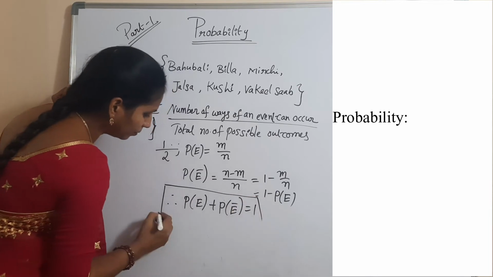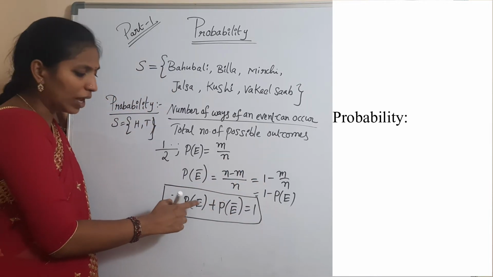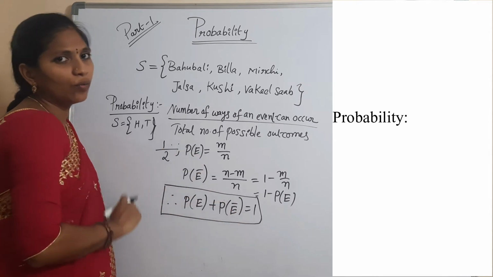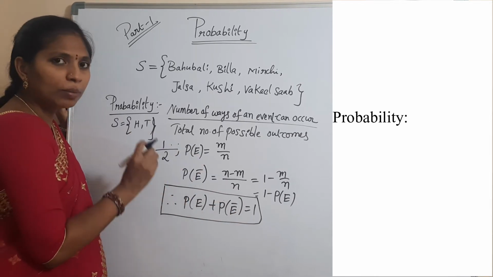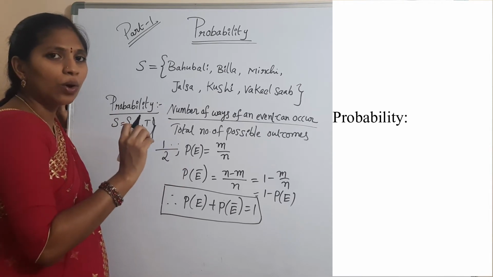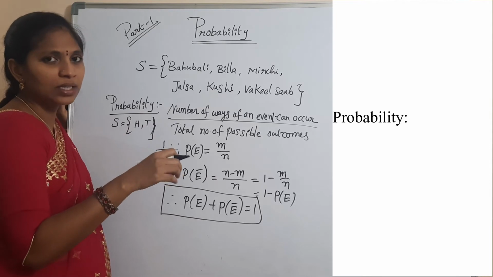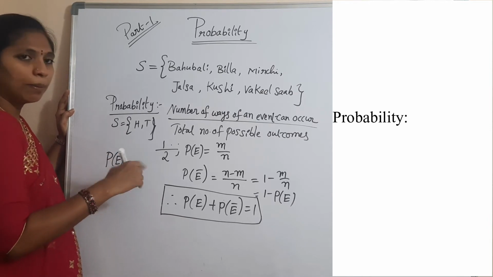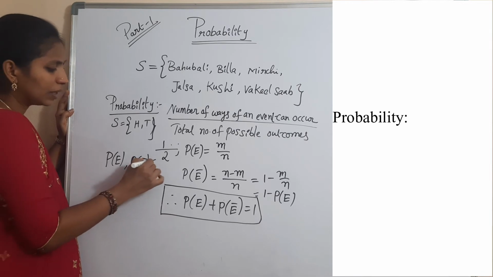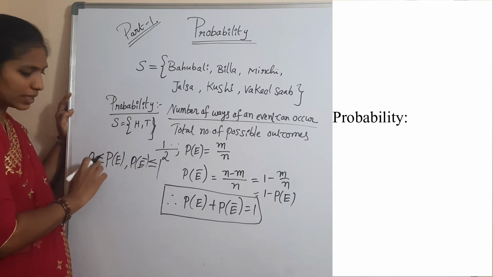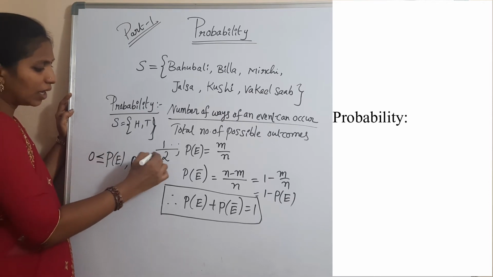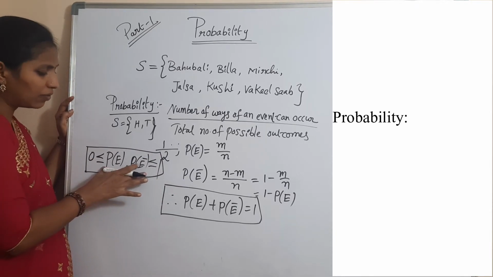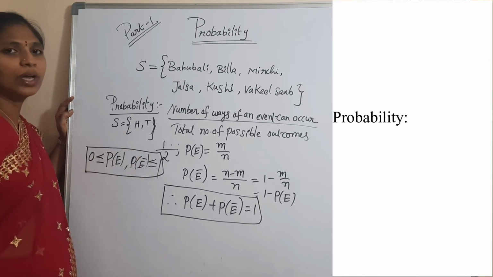This is very important. The probability of occurrence of an event plus the probability of non-occurrence of an event is equal to 1. And the range of probability of any event is between 0 and 1, including 0 and including 1. Meaning P of E or P of E bar is less than or equal to 1, and 0 is less than or equal to P of E less than or equal to 1. The range of any event's probability is between 0 and 1, including 0 and including 1.